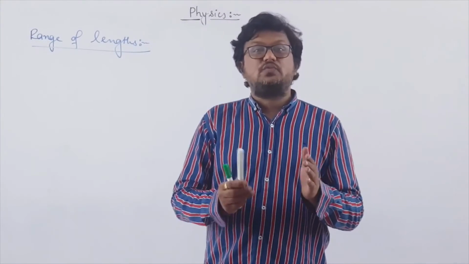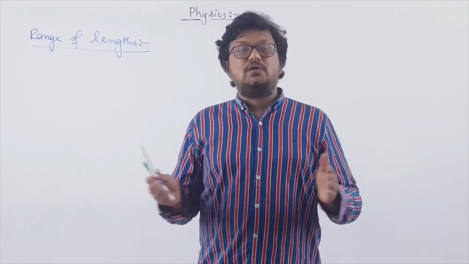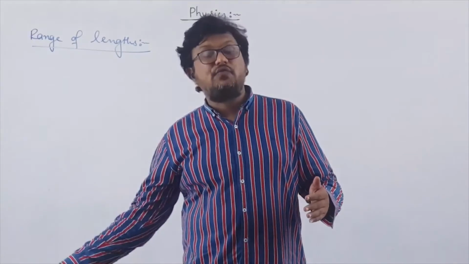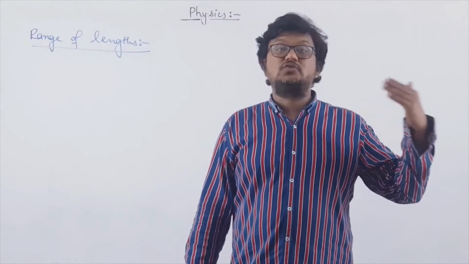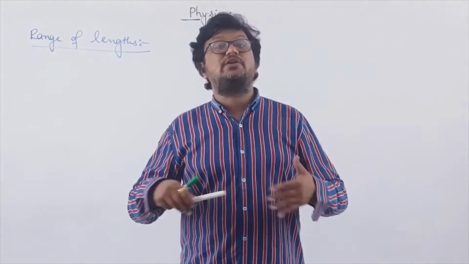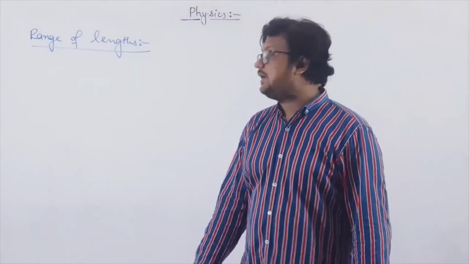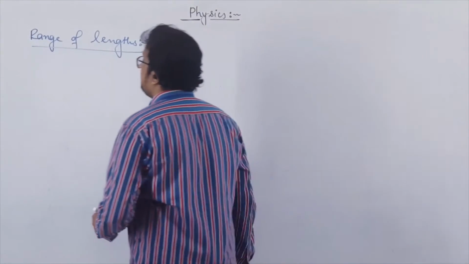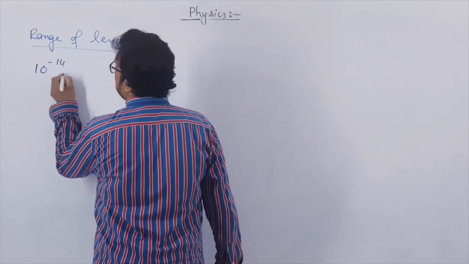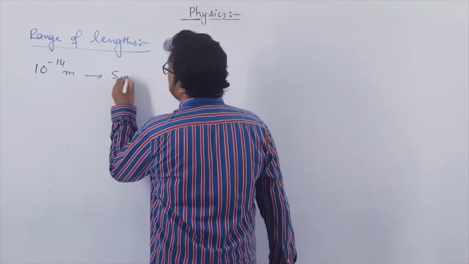So in physics we come across these lengths, right? There is a large variation in length from 10 raised to minus 14 meter to 10 raised to 26 meter. So the range of length we can say is up to 10 raised to 40 meter, which we can measure, or we have measured. So the smallest length which we have measured is 10 raised to minus 14 meter, which is the size of the nucleus.